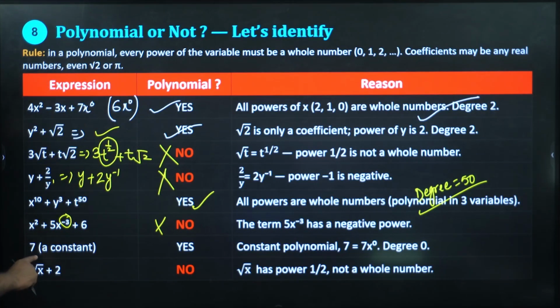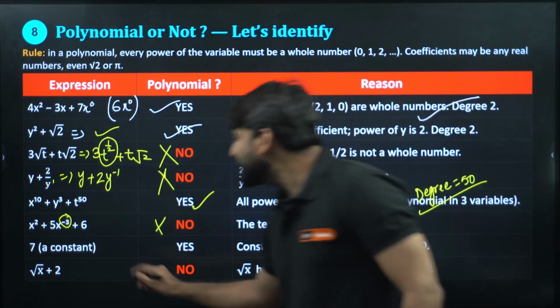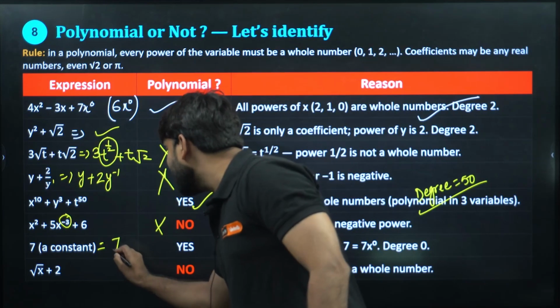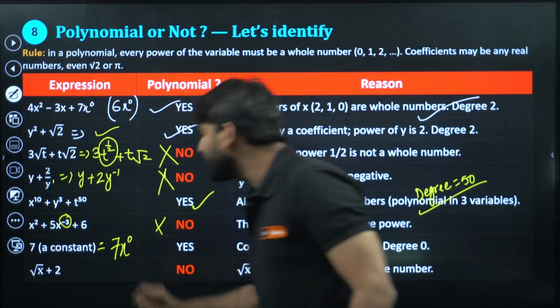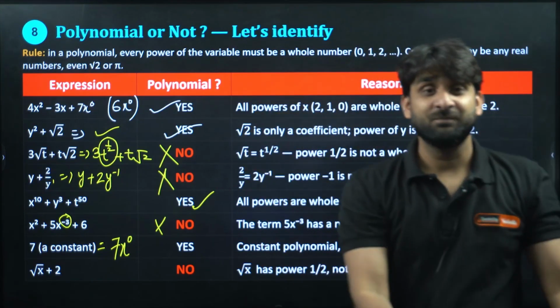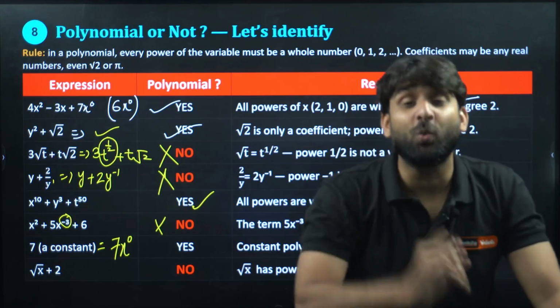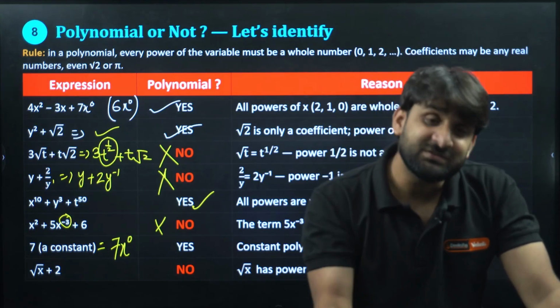Okay, now 7, only a constant. 7 is written there, only a constant. My dear champion, if 7 is written there, we can imagine 7x to power 0. Yes, 7x to power 0, because x to power 0 is equal to 1. So 7 into 1, 7.